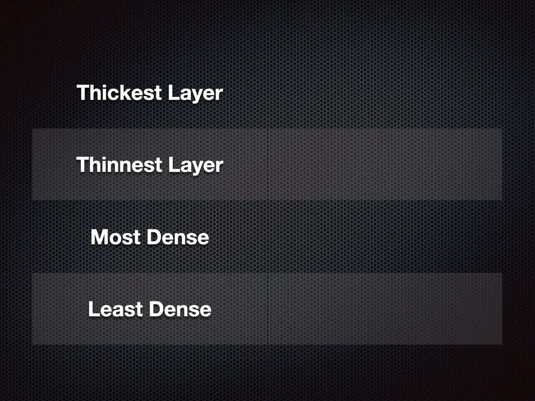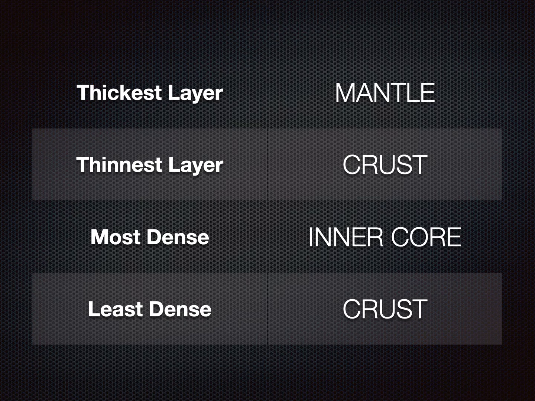Then you have some special things when it comes to layers of the Earth. You have the thickest, thinnest, most, least, kind of like the layers that have these special things to them, right? Well, the thickest layer of the Earth is known as the mantle. The thinnest layer of the Earth is known as the crust. The most dense is the inner core, and the least dense is the crust. So the crust has two special ones, right?